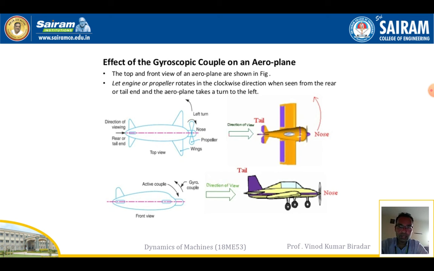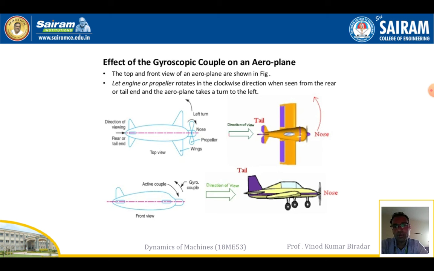Here we are going to turn the aeroplane either in the left-hand direction or the right-hand direction. Both cases will be there. The top view and the front view of an aeroplane are shown in the figure. Let the engine or propeller rotate in a clockwise direction when seen from the rear or tail end, and the aeroplane takes a turn to the left.